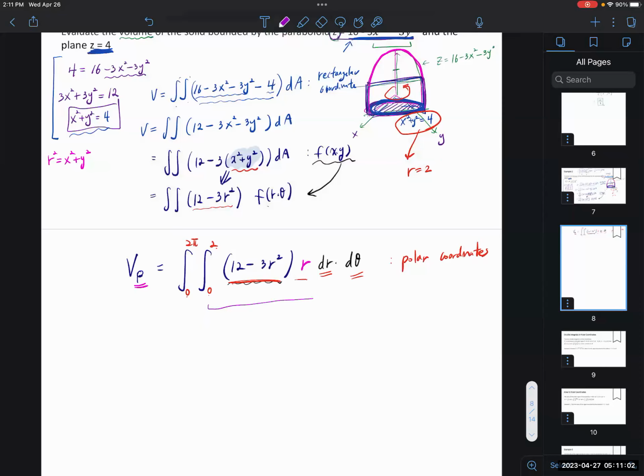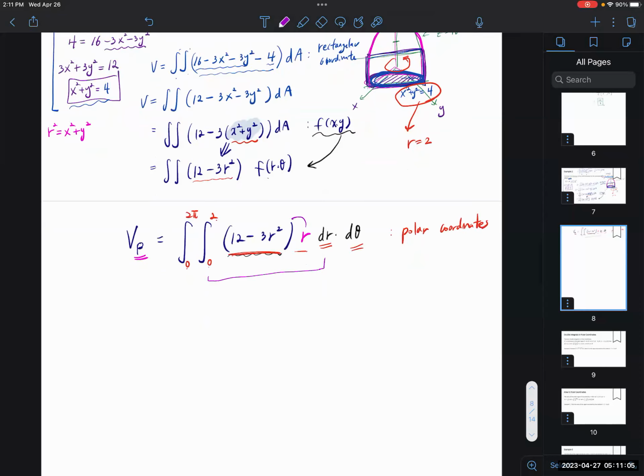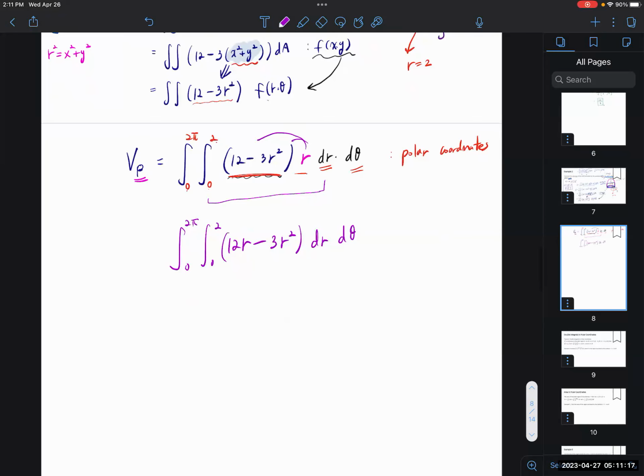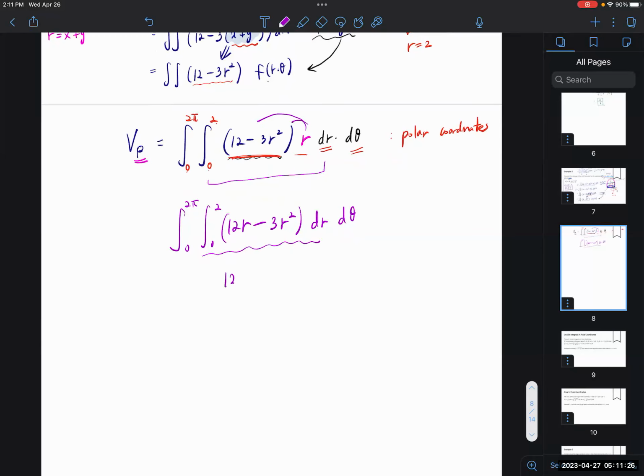So we're going to do this part first. I'm going to multiply by r first everywhere. So 0 to 2 pi, 0 to 2, 12r minus 3r squared times r, dr d theta. Now I'm going to take the integral with respect to r. There's nothing constant, everything has r. So that is going to be 12 r to the second over 2, 3 r to the third over 3. We have 0 to 2.